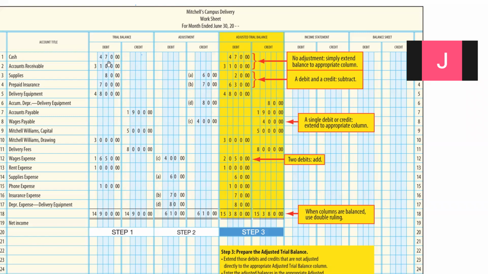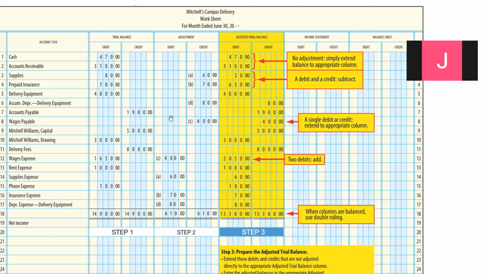Start with cash. Never going to adjust cash or accounts receivable. So there's no activity. You just bring the balance over. It didn't change. You had $80 debit supplies, credit 60. You have a balance of 20. Prepaid insurance, 700. Credit 70. You're down to 630. You're never going to touch the equipment. That comes over. We had no balance in the accumulated depreciation. So that $80 credit becomes an $80 balance over here.